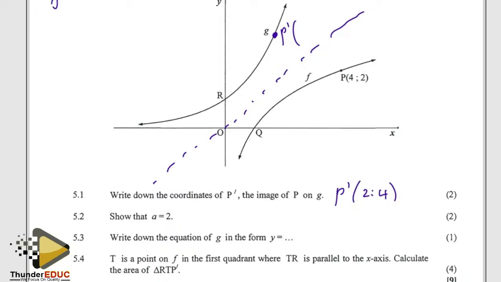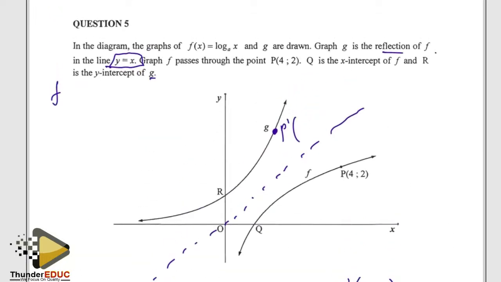Then can we show that a is 2? So where do we find a? It's in the graph of f. So we're going to use the points on f. We know that f of x is the same as y. So I'm going to say f of x is equal to log base a of x. Remember, we said this is the same as y. If I change this into exponential format, it will be a to the y is equal to x.